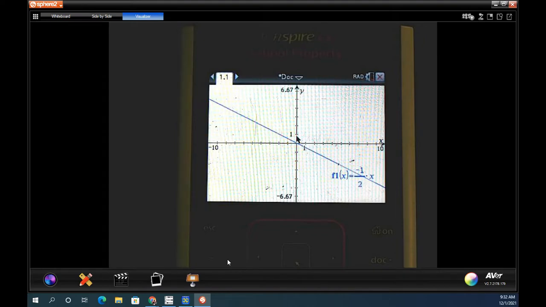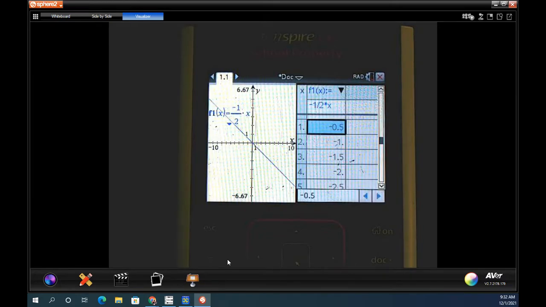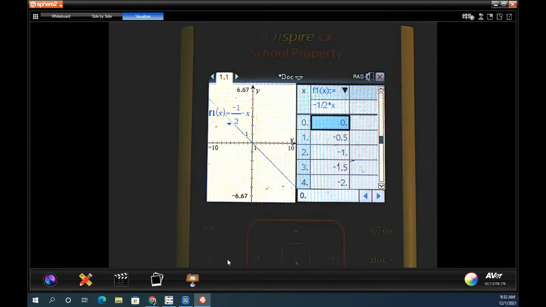There it is. Now, go to your table. Control T. That's how you get to your table. Control T. Now, if you don't know what your y-intercept is, there it is. So wherever x is 0. See, some of y'all are not paying attention and not doing it. Don't ask for help. Now, here's the deal.